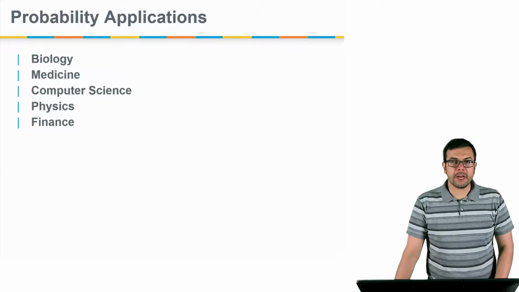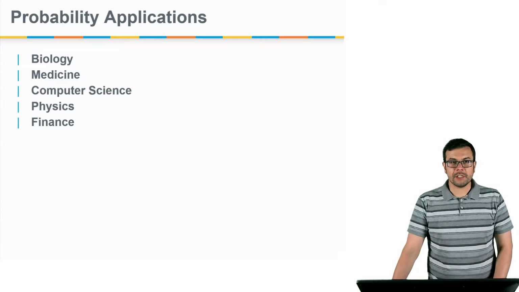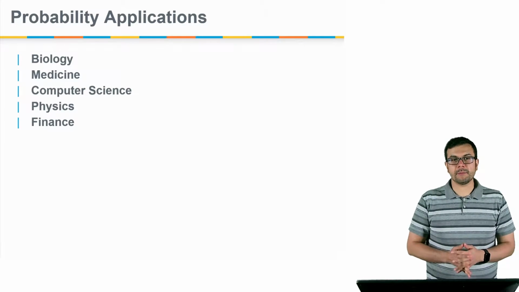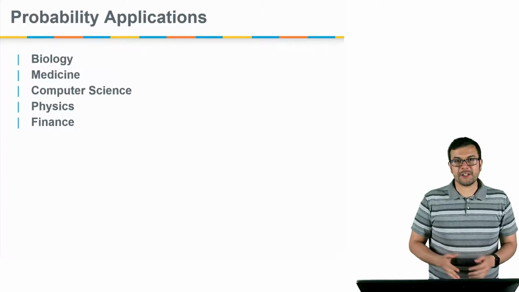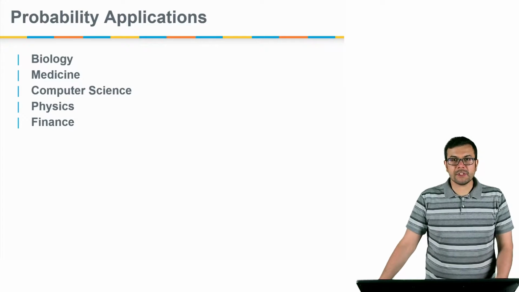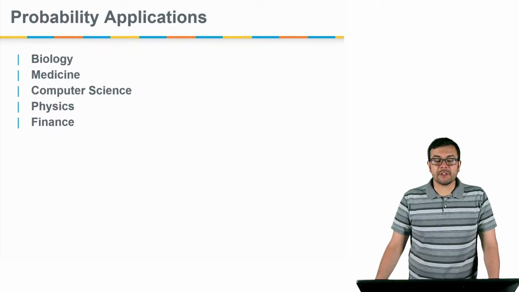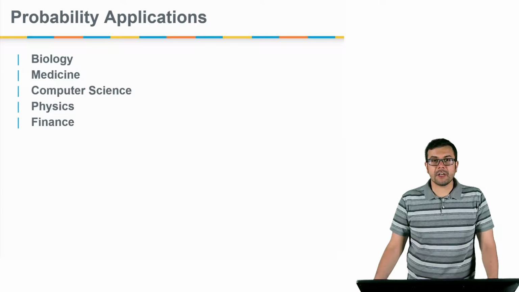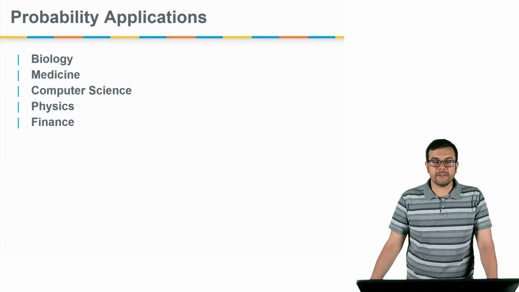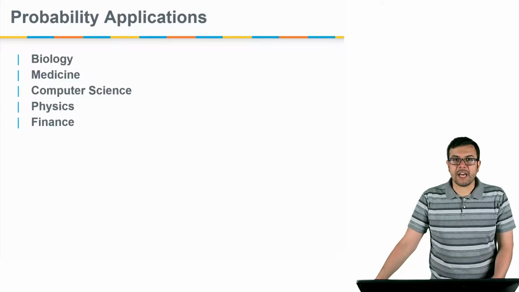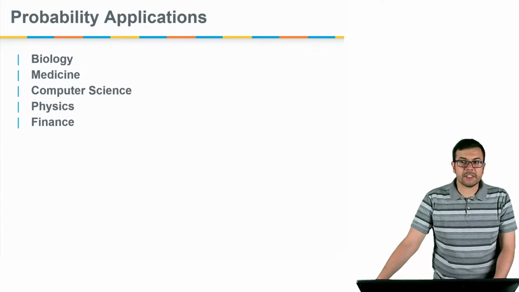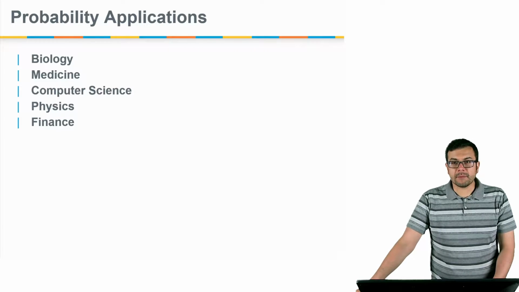Let's take a look at probability applications. In biology, gene inheritance and mutations rely heavily on probabilities. In medicine, the success rate of a medical treatment heavily relies on probability. In computer science, machine learning and artificial intelligence are pretty much calculating the probability of uncertainty. In physics, quantum physics relies heavily on understanding the probability basics. In finance, risk determination and success rate of investments are based on probability.